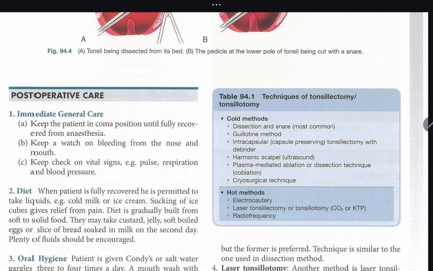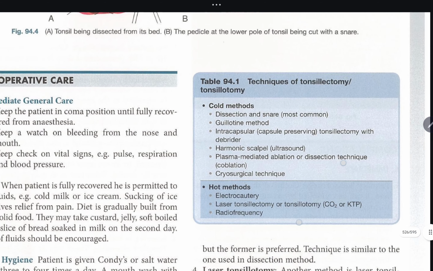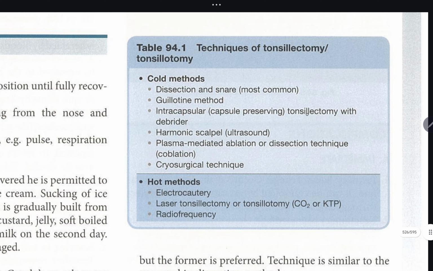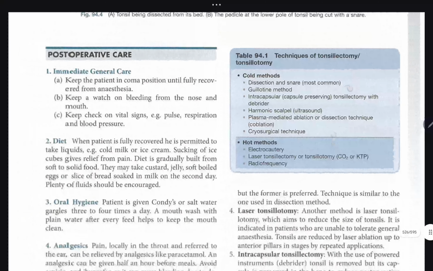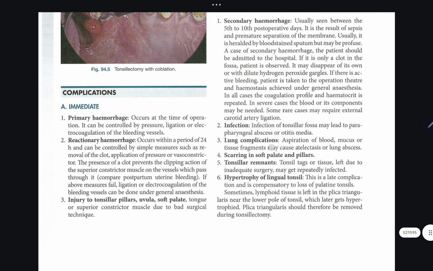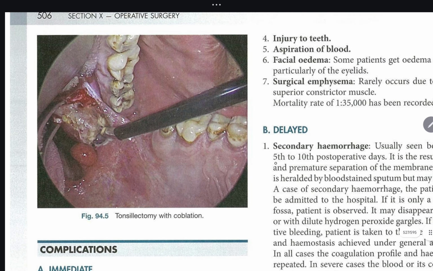Techniques of tonsillectomy or tonsillotomy. Cold methods and hot methods. Cold methods: dissection and snare, most common; guillotine method; intracapsular capsule preserving tonsillectomy with debrider; harmonic scalpel, ultrasound; plasma mediated ablation or dissection technique, coblation; cryosurgical techniques. Hot methods: electrocautery, laser tonsillectomy or tonsillotomy, CO2 or KTP, radiofrequency. Tonsillectomy with coblation.